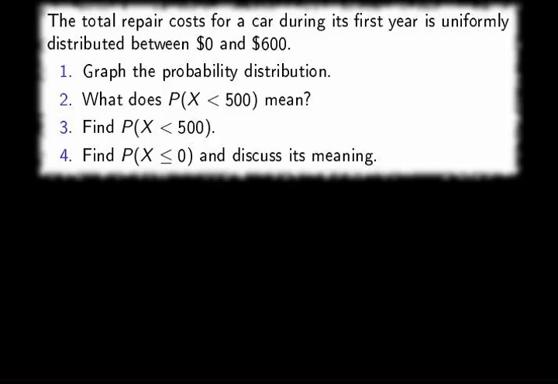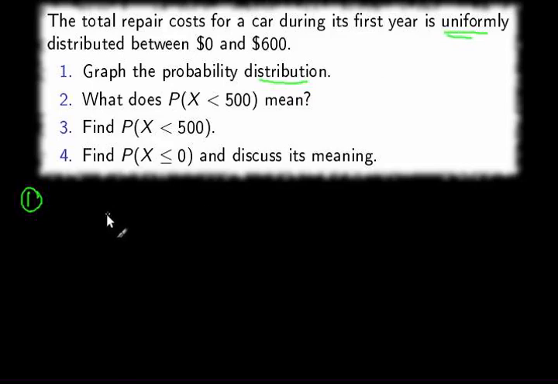The total repair costs for a car during its first year is uniformly distributed between $0 and $600. Number 1. Graph the probability distribution. The question says the total repair costs are uniformly distributed, so the probability distribution is uniform.